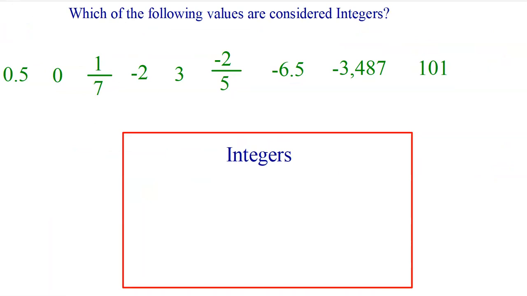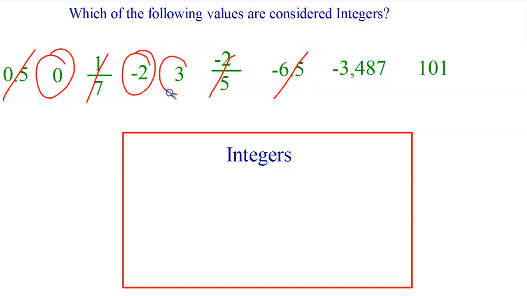Okay, so now I want you to go on your notes and circle all of the numbers that you see there that are integers. And remember, they're not fractions and they're not decimals. So I was starting with what's not an integer, and I noticed that there's 0, negative 2, 3, negative 3,487, and 101. Those are all the integers in that list.